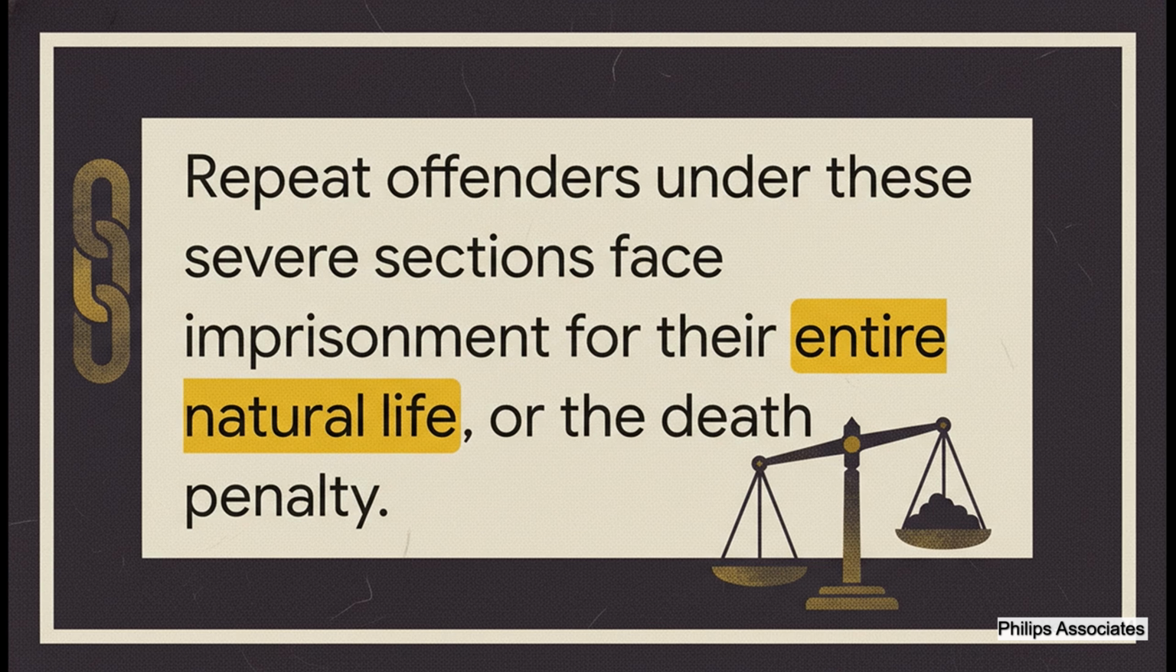And to top off this section on severe cases, we have Section 71. This is aimed squarely at repeat offenders. If someone has already been convicted under one of those severe sections, 65, 66, or 70, and then they do it again, the law is just unequivocal. The only possible sentences are imprisonment for their entire natural life or death.